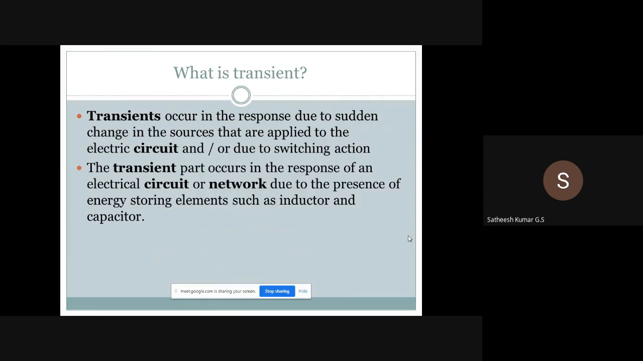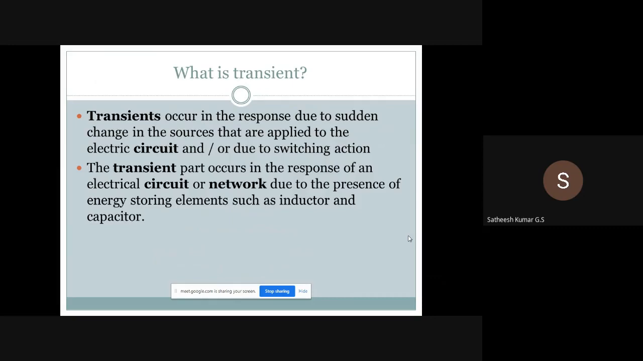One more important point: the transient will occur only in a circuit having energy storage elements like inductor and capacitor. If we have a pure electrical network, that is, it contains only resistance, it will not have any transient in the circuit. That's why, for example, in network theorems, so many theorems we are studying, some of the theorems we are dealing only with resistance, not inductor and capacitor.